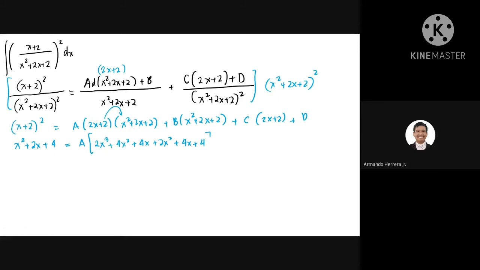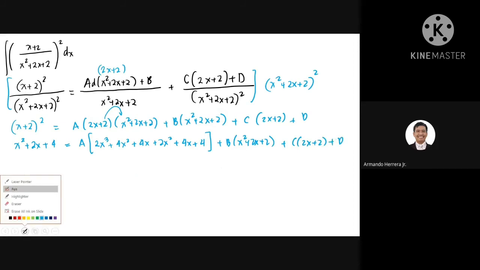Plus b times (x squared plus 2x plus 2) plus c times (2x plus 2) plus d. So, using equating coefficients, we first need to combine all the like terms. This is 2x cubed. This one and that one is plus 6x squared, because 4x squared plus 2x squared is 6x squared. We have plus 8x plus 4, because we have here 4x and 4x joined together, which is equal to 8x.